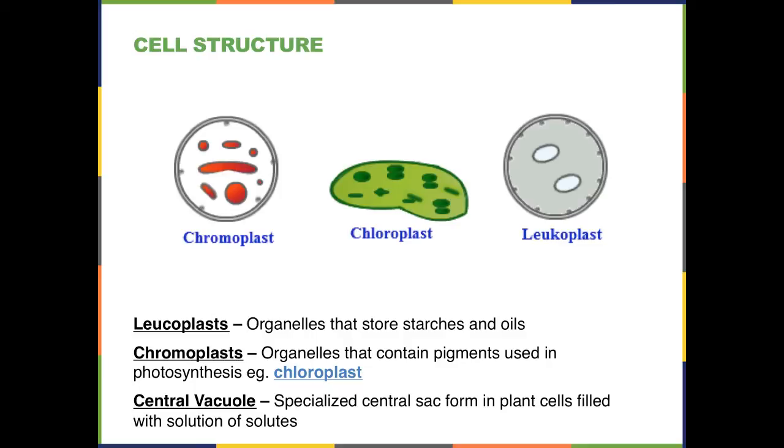As I said before, in the plant cells, we also have something known as a central vacuole. I pointed that out on a different diagram that we were looking at the last part. This is a specialized central sac structure that's seen only in plant cells, and this is filled with a solution that contains many solutes, not the least of which is glucose.